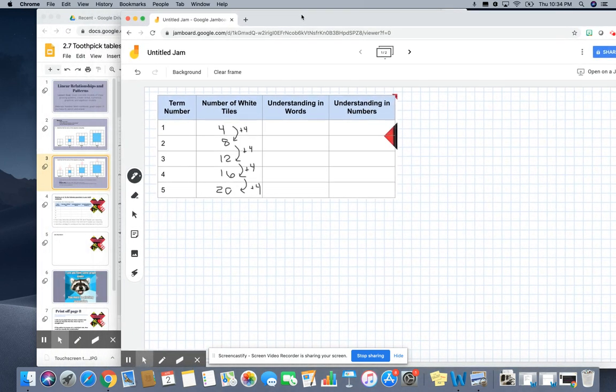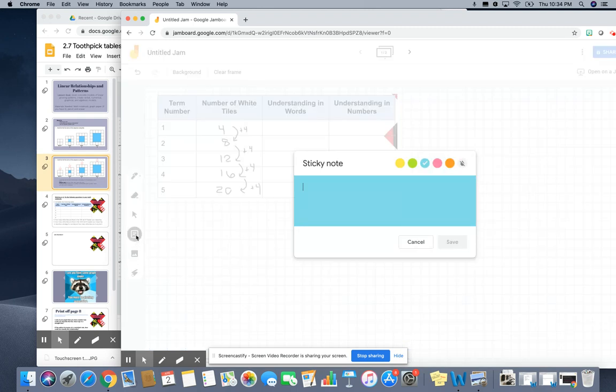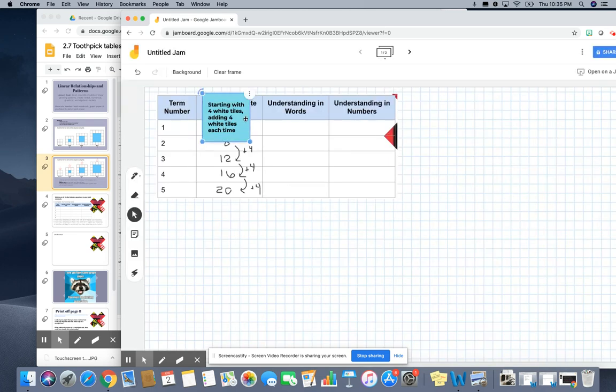So if we were to just demonstrate our understanding in words, we know that we are starting with 4 white tiles and adding 4 white tiles each time. You might have written a blurb that was similar to that in your understanding with words, and it would be the same as we continue to go down.